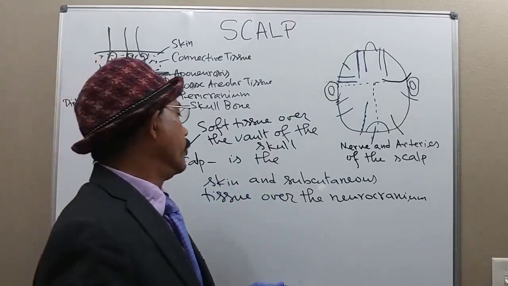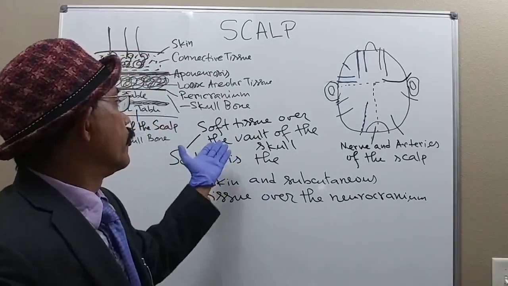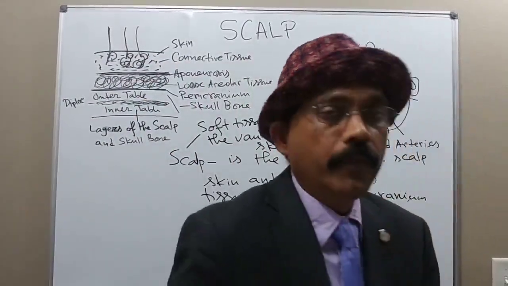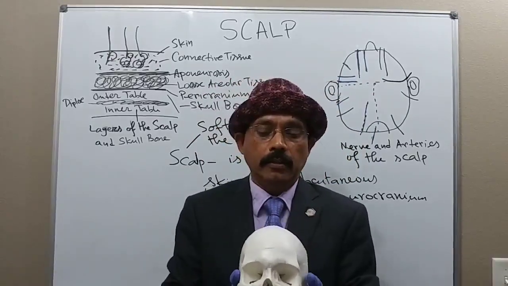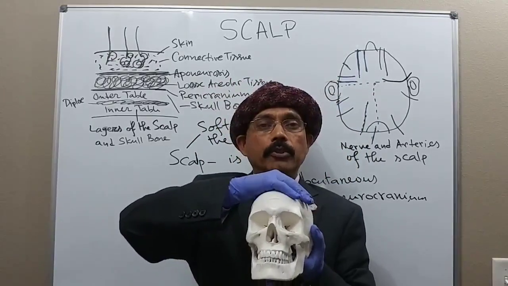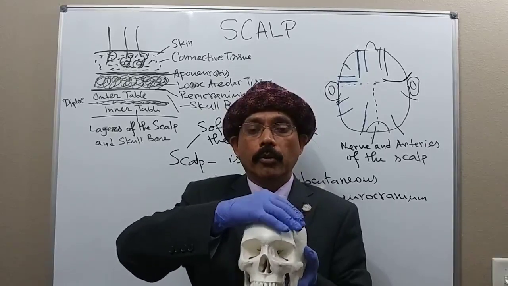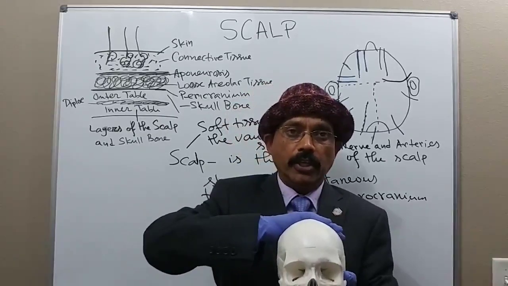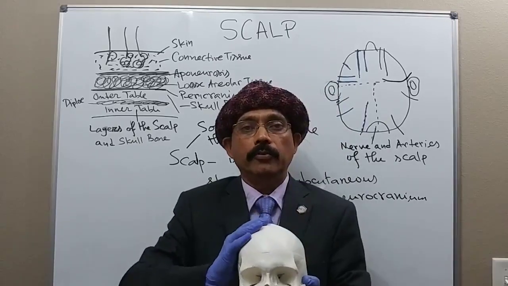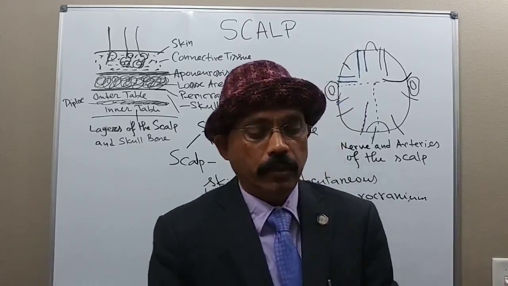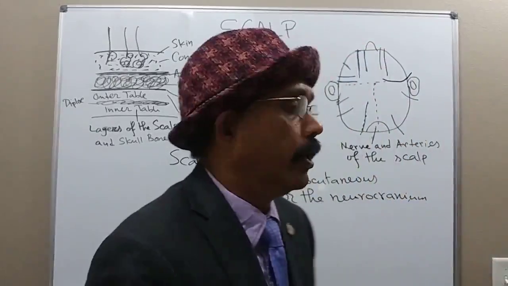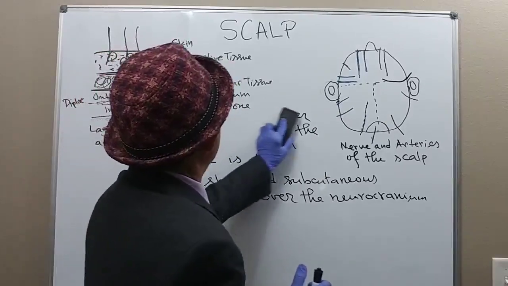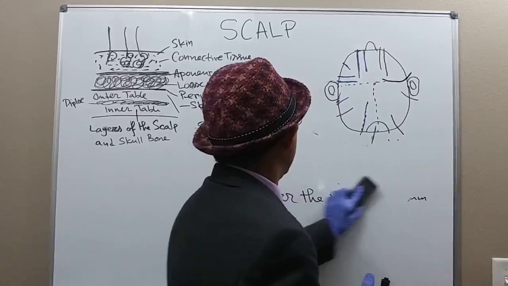Scalp is the skin and subcutaneous tissue over the neurocranium, or you can say soft tissue over the vault of the skull. So if this is our skull, the skin and subcutaneous tissue over the vault of the skull, this part called neurocranium, is called scalp. Okay, so we got the definition of the scalp. Now we learn the layers of the scalp.